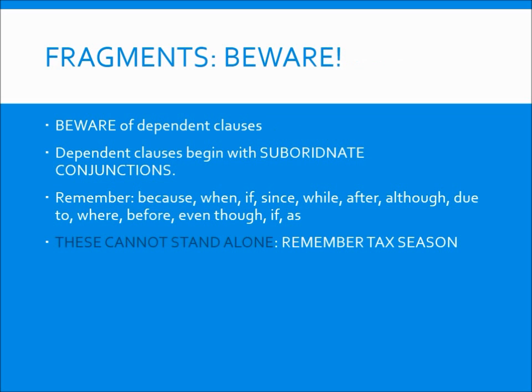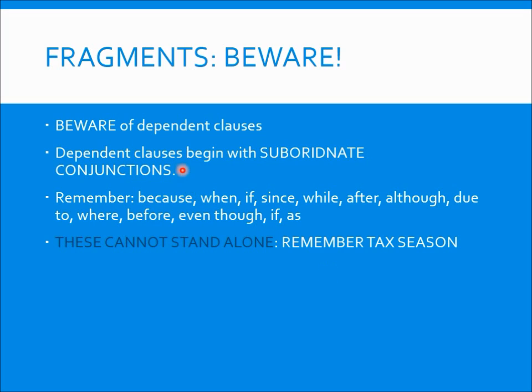Now, another type of fragment that you have to be aware of are the dependent clauses. Well, Ms. Rivers, what's a dependent clause? Remember our dependent clauses? We talked about this when we did L200. Dependent clauses are, go back to tax season. This is your parents' favorite time of year. You're dependent. They get to claim you. That means you're dependent on them. You depend on them. You cannot live on your own. You cannot stand on your own. And that's what a dependent clause is.